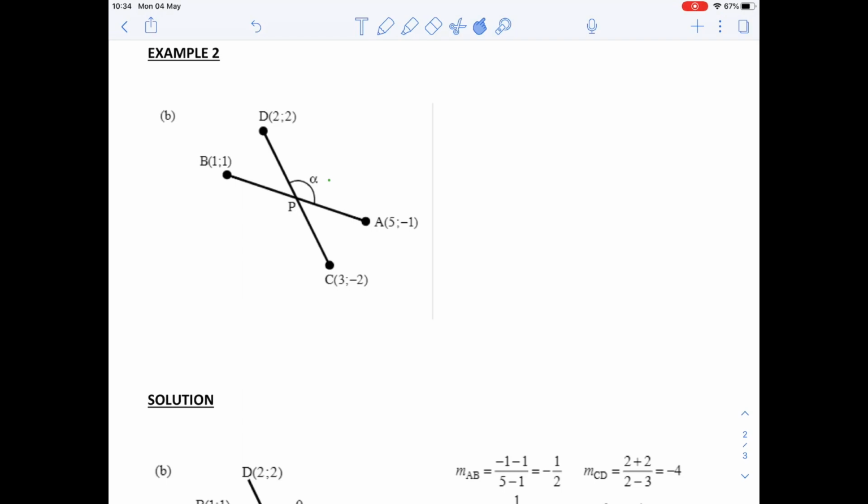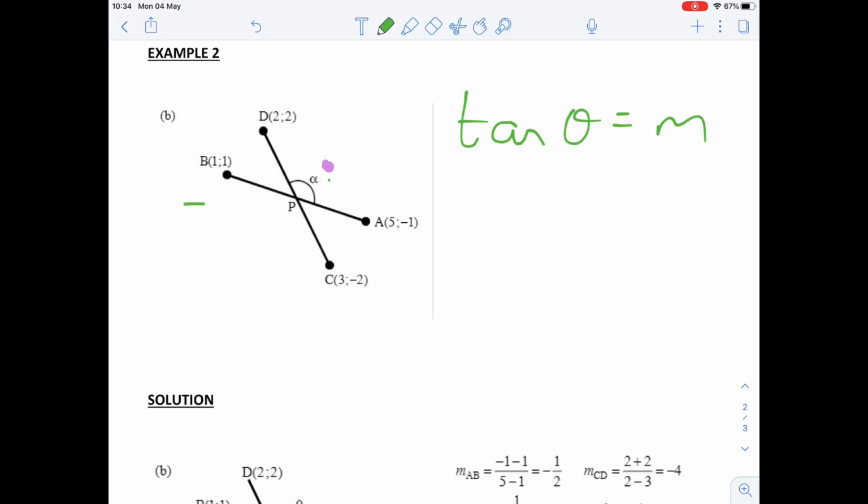So now we move on to example 2, where we need to find the angle theta, which is sitting over there. So now what we need to do is we need to think of a strategy before we dive in and we use this formula, tan of the angle of inclination equals m. Before we look at that, we need to think of a strategy. How am I going to find alpha, which is sitting between the two lines AB and CD?